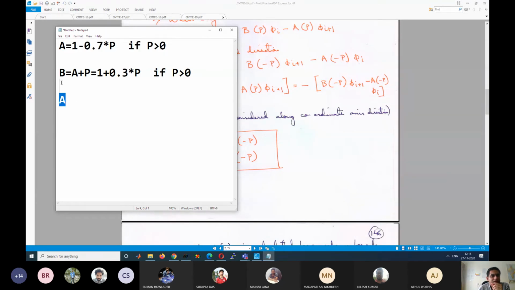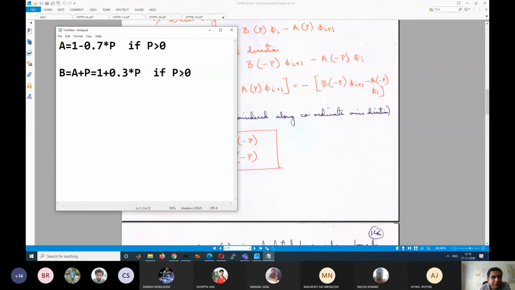Okay. Let us start from the beginning again. So now what is the value of B for positive Peclet number? A plus P. Okay. For any value of A, B is always A plus P. Whether it's positive, negative does not matter. So in this case, A plus P. So 1 minus 0.7 P plus P. So 1 plus 0.3 into P. Okay. This is our B. But this is only valid if P is greater than 0.